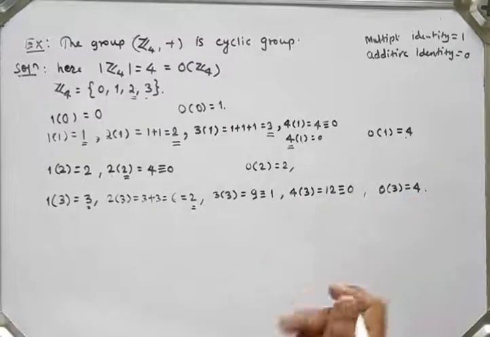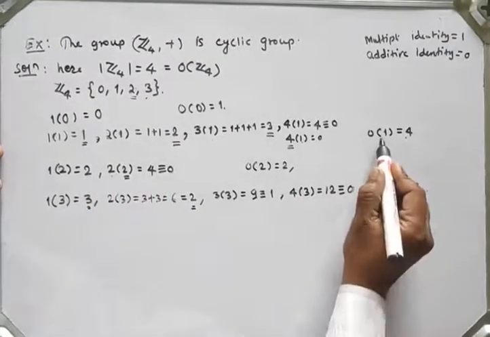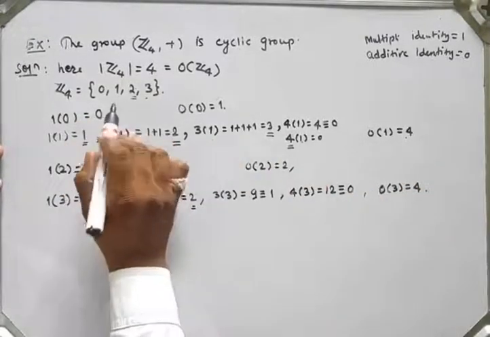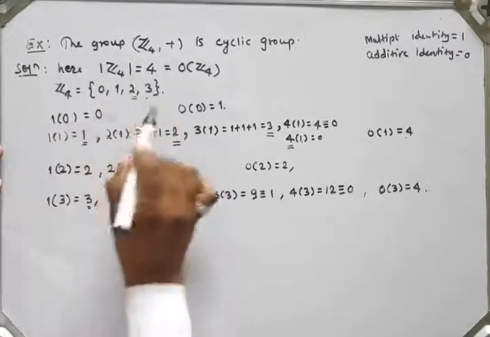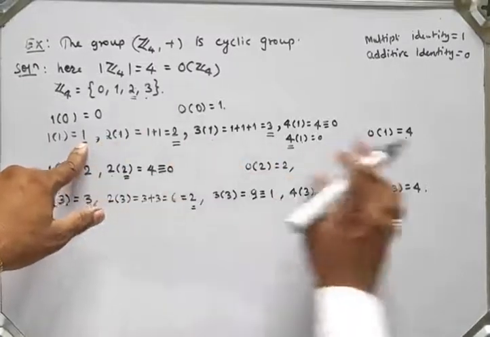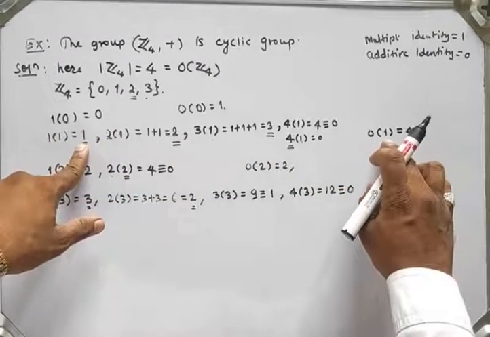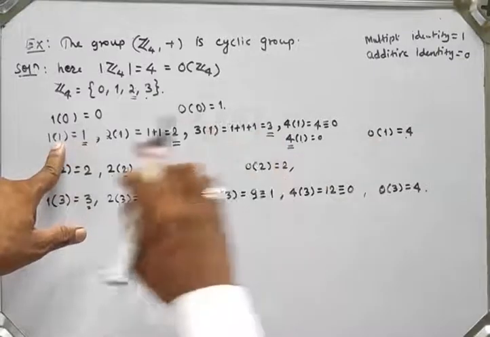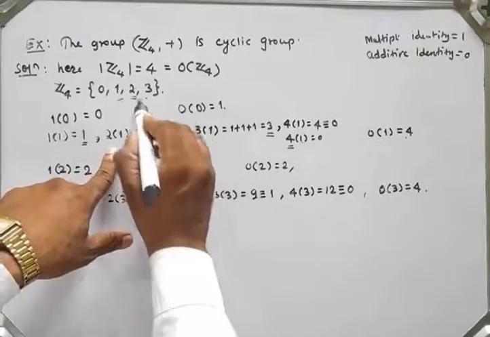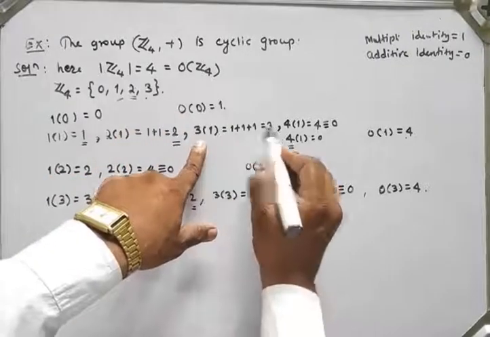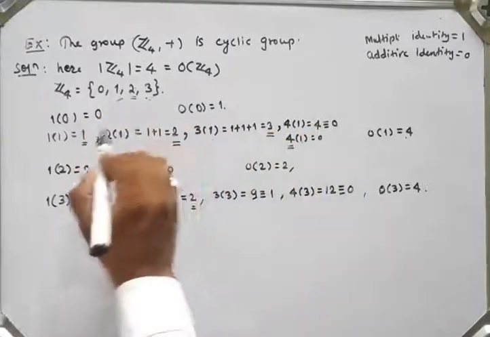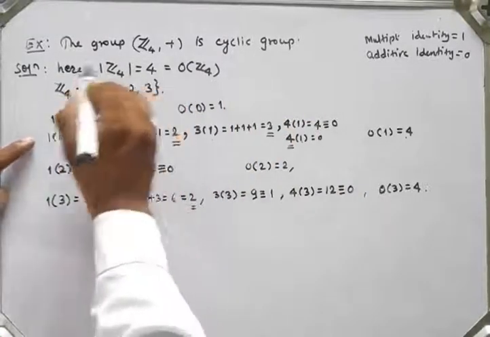Therefore 1 and 3 have order 4, which means that in Z4 there exists an element which generates the whole group. What does that mean? If I consider element 1, then 1 into 1 gives 1, which is in the set; 2 into 1 is equal to 2, which is again in the set; 3 into 1 is 3, again in the set; and lastly 4 into 1 is 0. So 1 generates the whole group Z4.